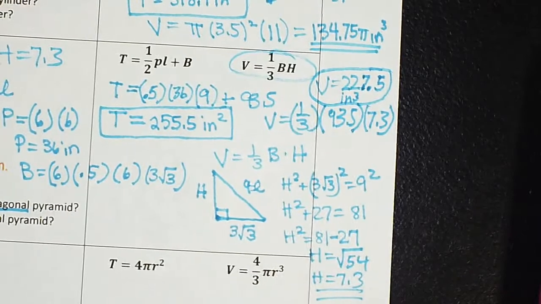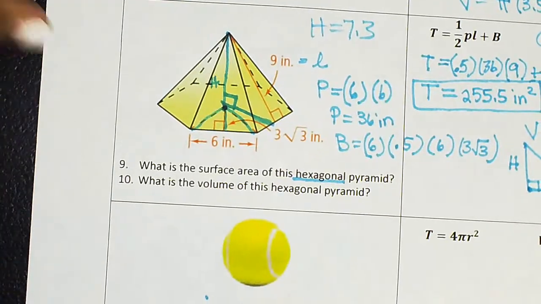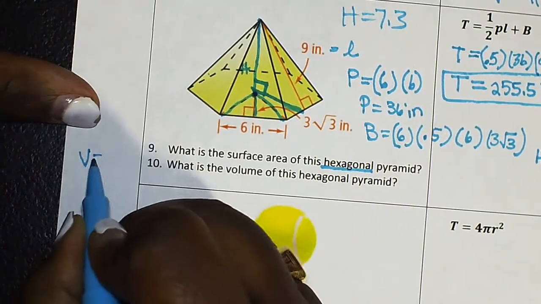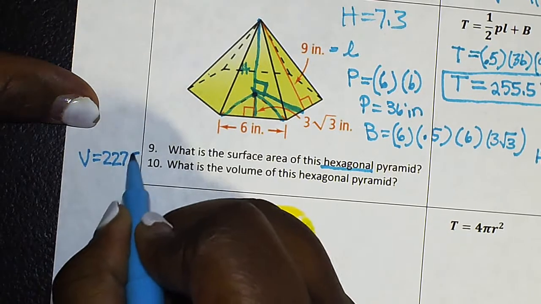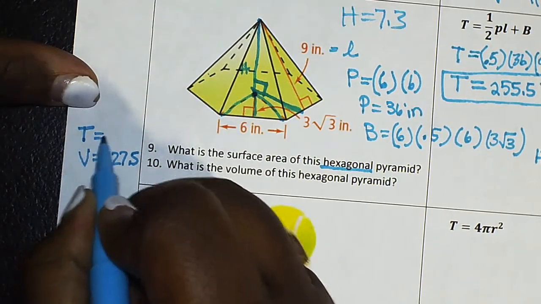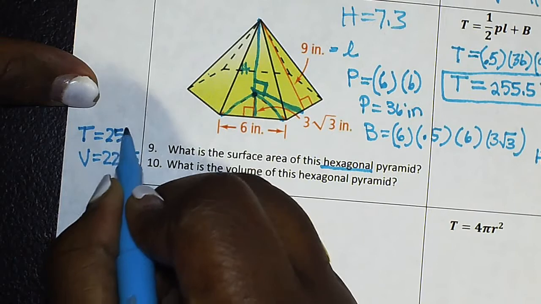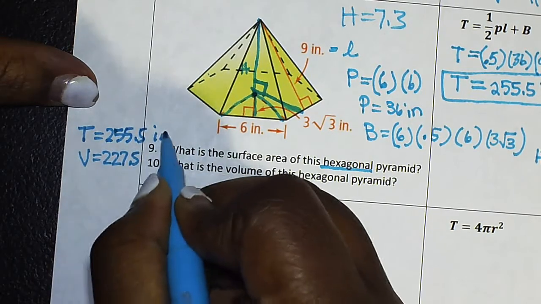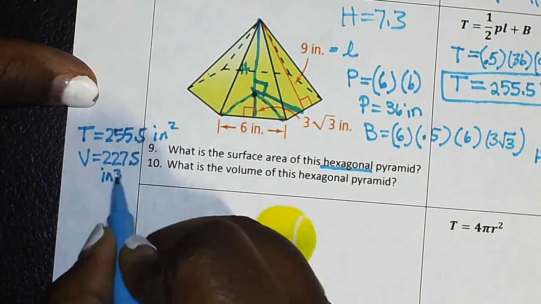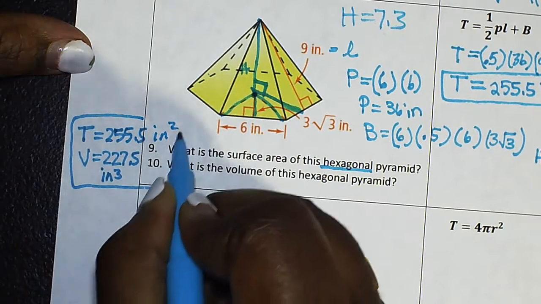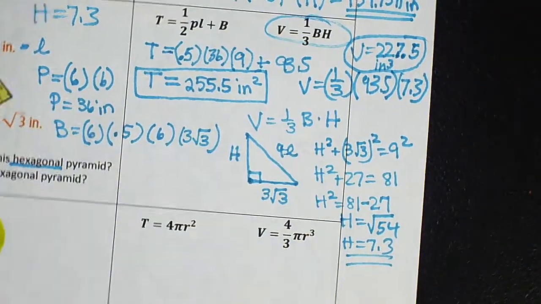All right. So now I have all that work over here, so Ms. Chambers, I have to look for it. I know my volume is 227.5. My total surface area is 255.5. This is inches squared. This is inches cubed. And that's the answer for 9 and 10, right there. And that's my work to support it.